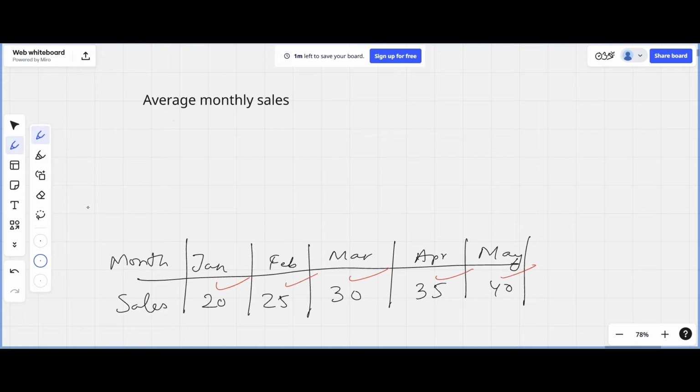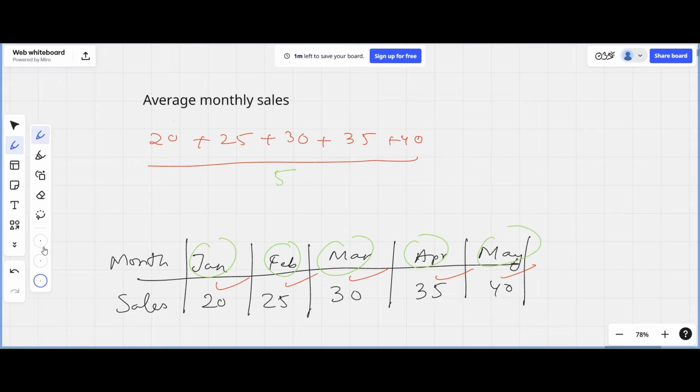20 plus 25 plus 30 plus 35 plus 40 divided by the number of units. How many units are there? 1, 2, 3, 4, 5. Just let me wait. What is your answer? 30.